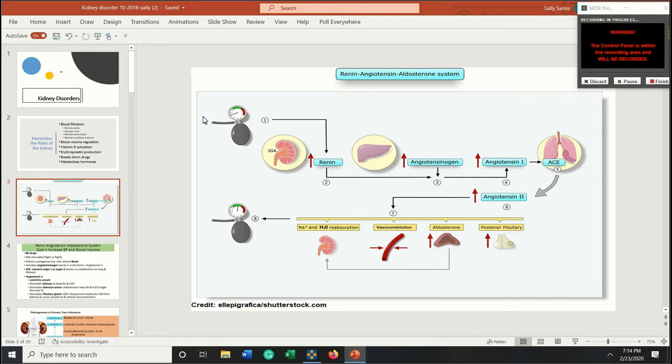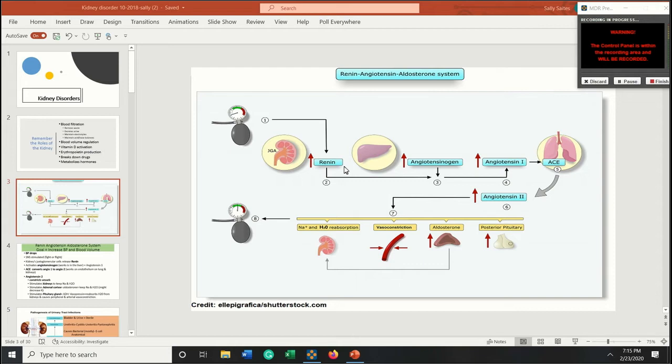So how do we start this out? We start out with low blood pressure. If we have some type of low blood pressure or low blood volume to the kidneys, and the kidney is not being perfused properly, the juxtaglomerular cells, known here as the JGA, release renin. That's the first action to retain and increase blood volume. So the juxtaglomerular cells release renin.